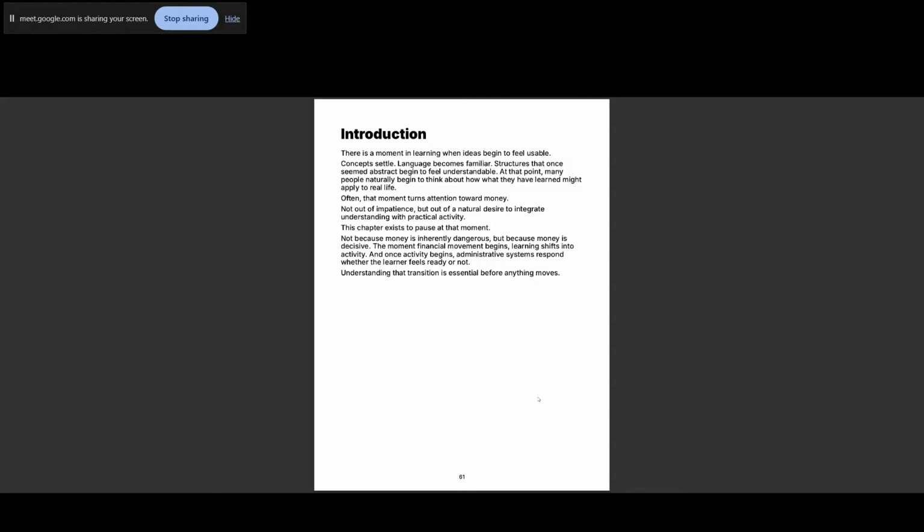Often, that moment turns attention towards money. Not out of impatience, but out of a natural desire to integrate understanding with practical activity. This chapter exists to pause at that moment. Not because money is inherently dangerous, but because money is decisive. The moment financial movement begins, learning shifts into activity. And once activity begins, administrative systems respond whether the learner feels ready or not. Understanding that transition is essential before anything moves.